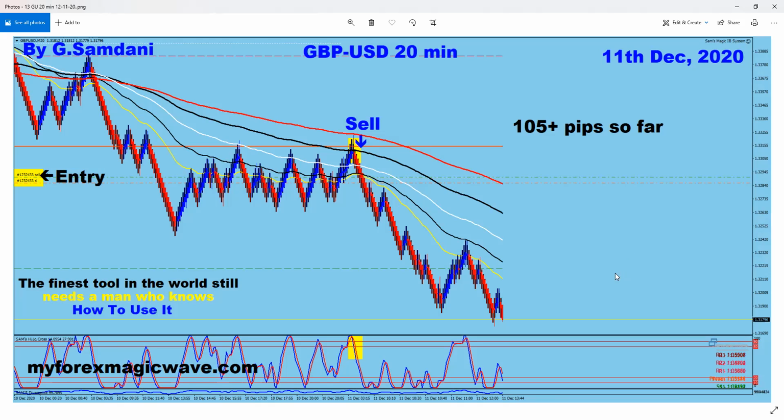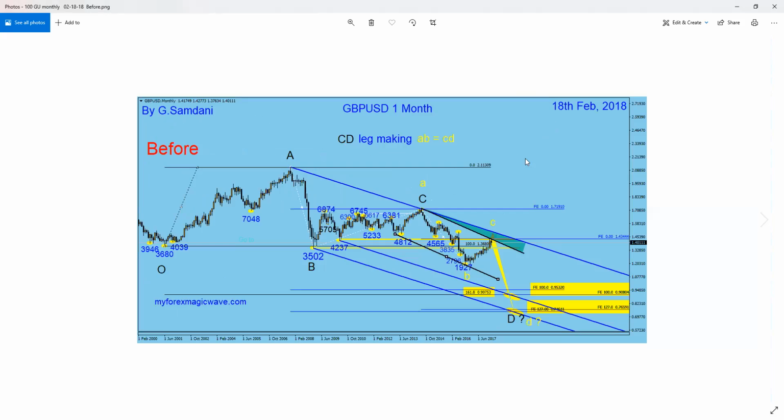That's pretty good. And this is just a start, by the way, more to come. But what is the final target? Where are we going? If no deal Brexit, what are the possibilities? It's very amazing. I made this chart here, pound USD monthly chart, on February 18th, 2018.